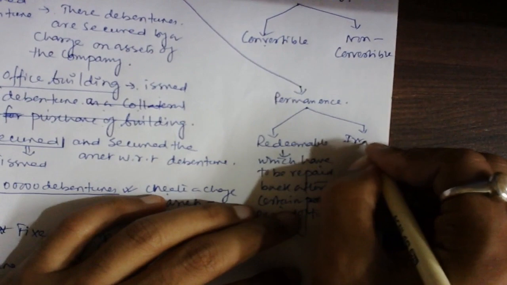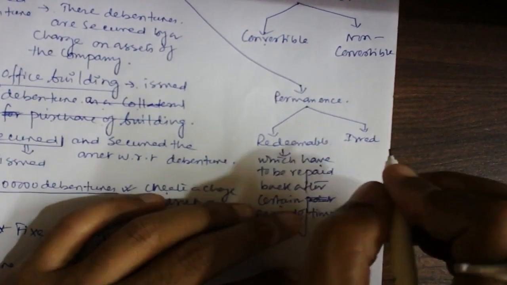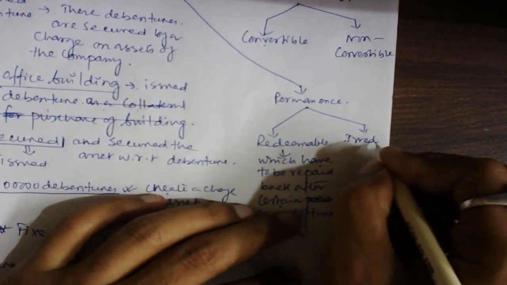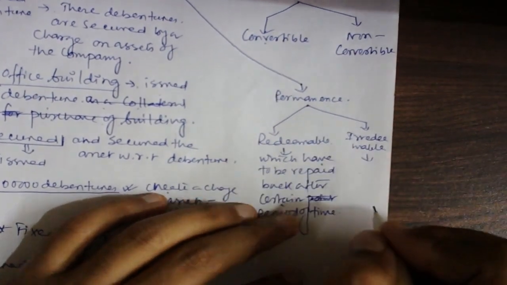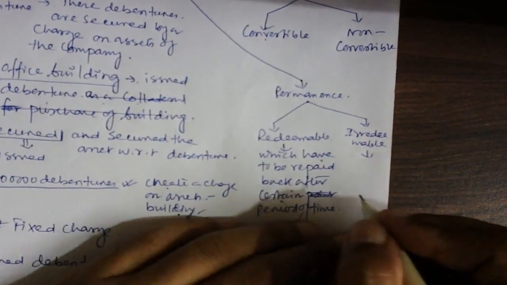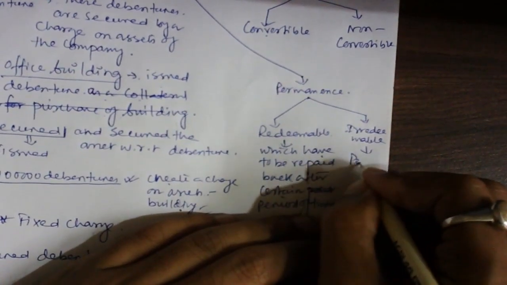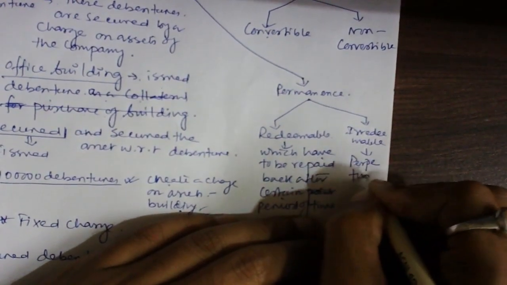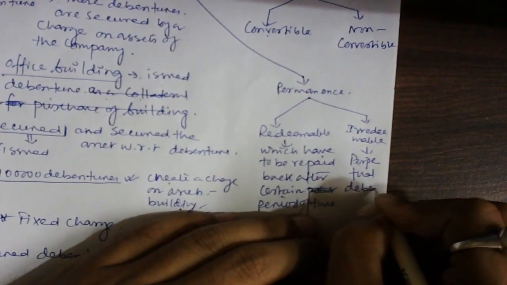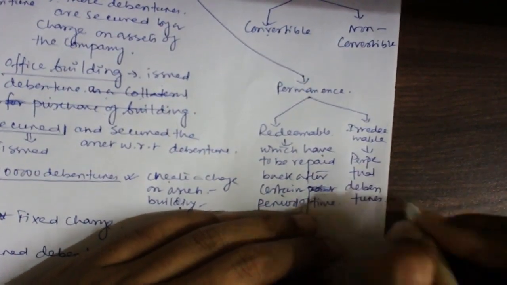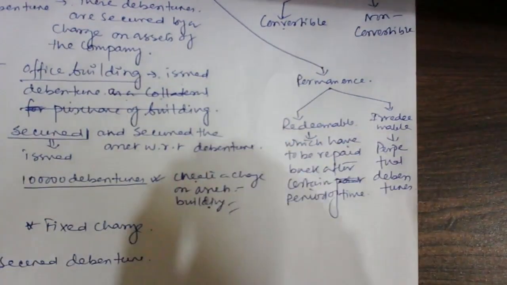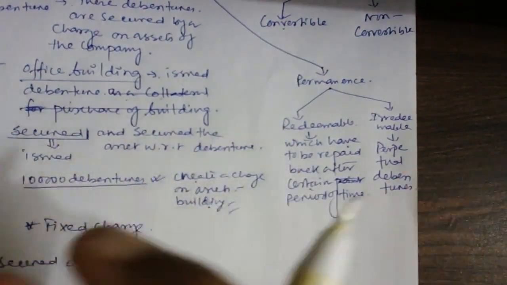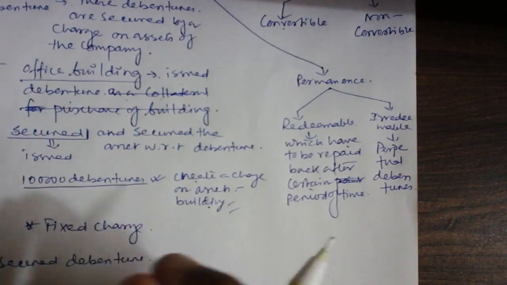Believe me, this irredeemable one is not so popular at all. It is actually called a perpetual debenture, where there is no guarantee to refund the money at any point. It will go on as long as the company goes on. Irredeemable debenture means it will continue till the company continues.